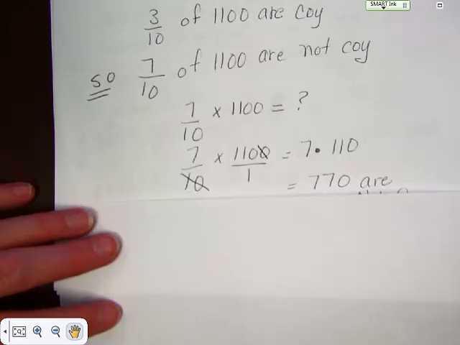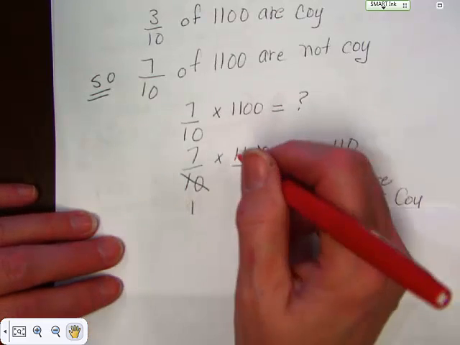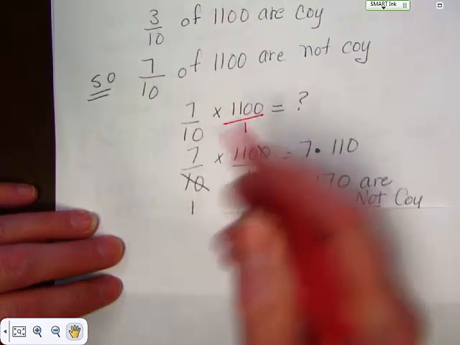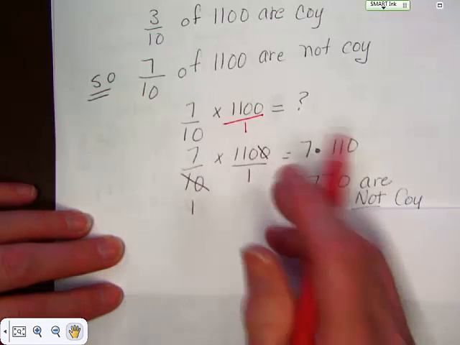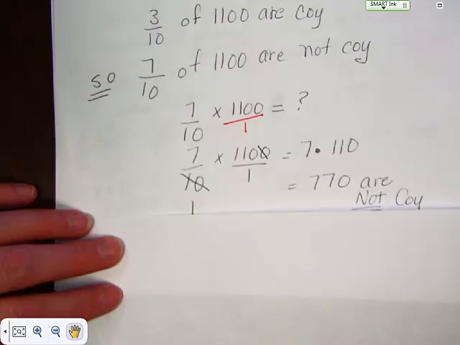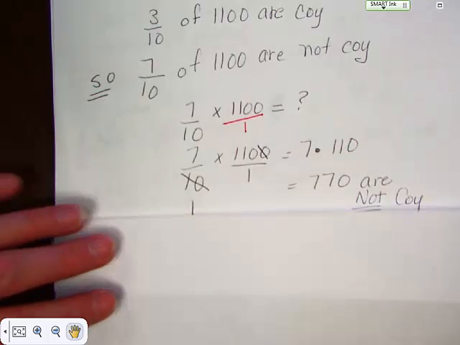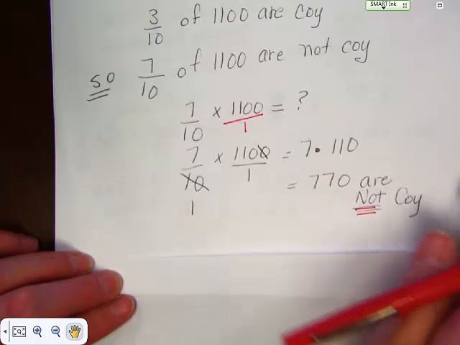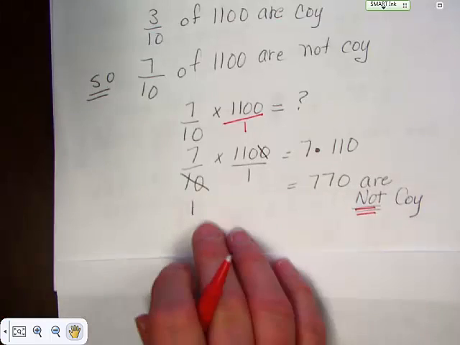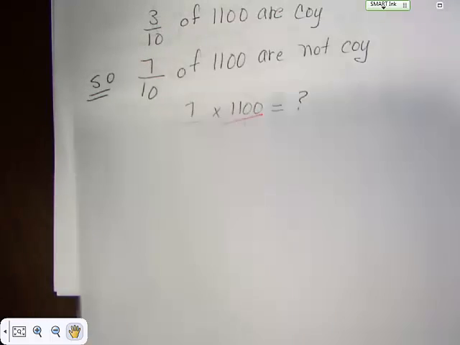And so if we do that, we can reduce by putting this over 1, 7 over 10, take the 10 out of here, you're left with 1, take a 10 out of there, you're left with 110. 7 times 110 is 770 are not koi. Really pretty quick, and that's a really easy fix for that. Okay, let's go one step further.